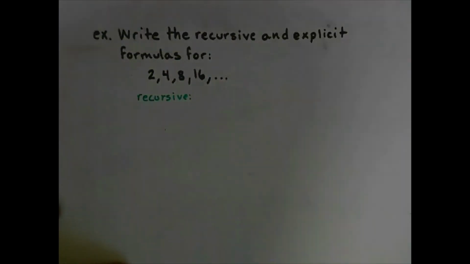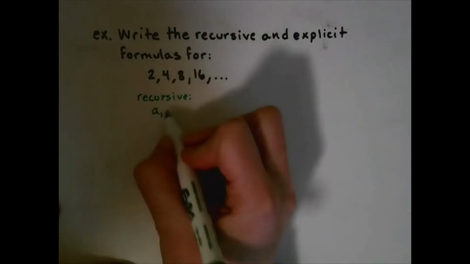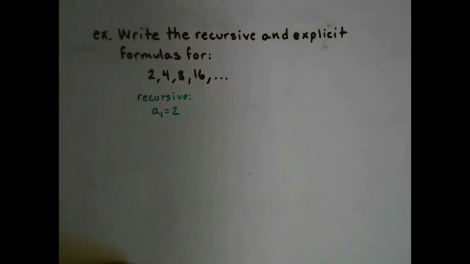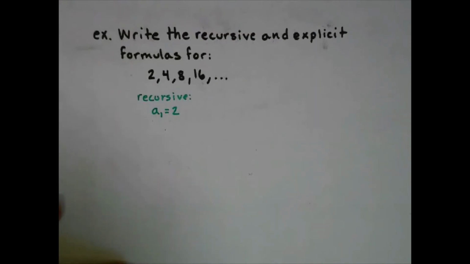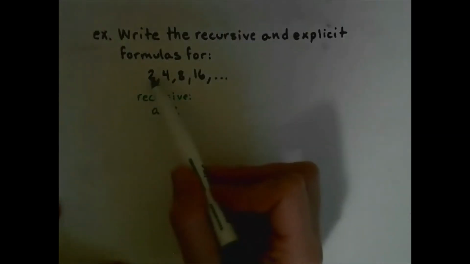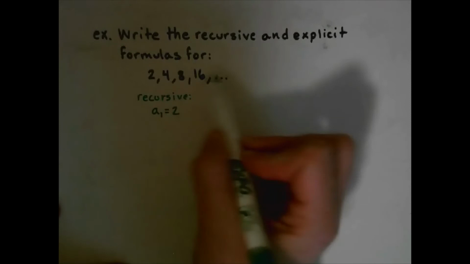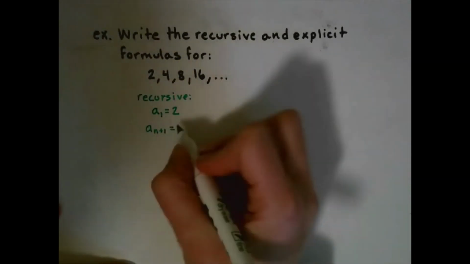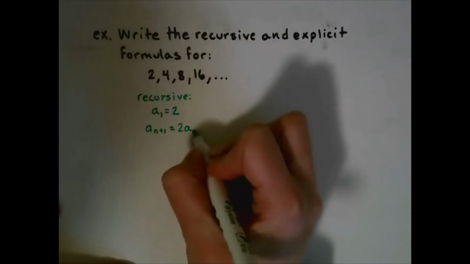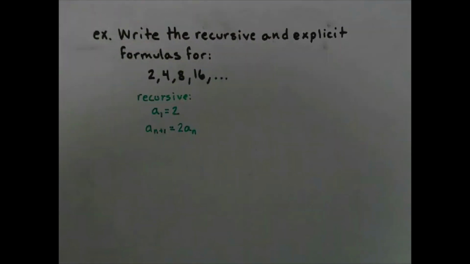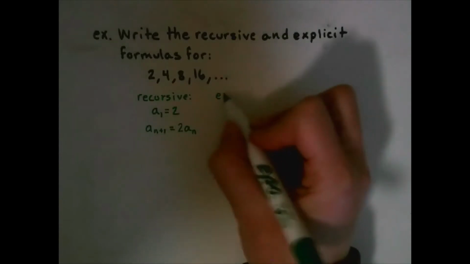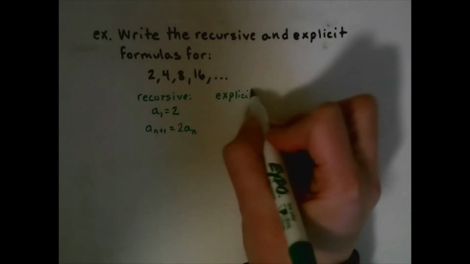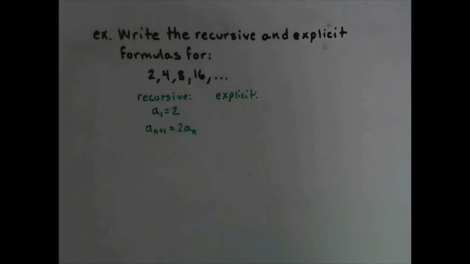So recursive, we're always starting with our first term, always have to define what A1 is. Then we're looking at how you are getting to the next term. So here we're going from 2 to 4, 4 to 8, 8 to 16, and hopefully you see the pattern that says I am multiplying by 2. So my an plus 1, my next term, is 2 times the previous term. Okay, explicit is a little bit trickier.